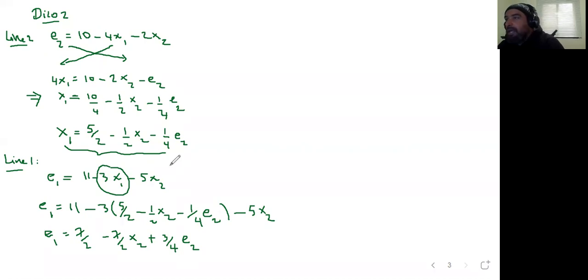Okay, so let's check now. Sometimes, guys, take 10 seconds to check our computation again. Let's see how we found the 7/2. We had 11 minus 15/2, right? Which is 22 minus 15, 7/2.